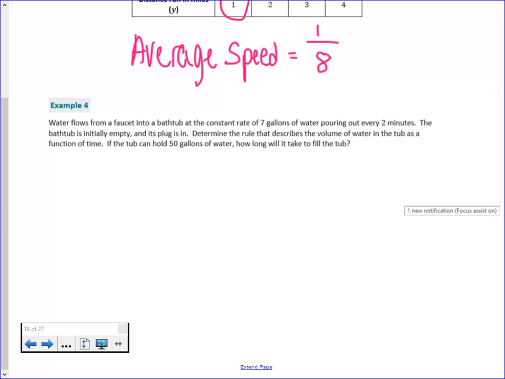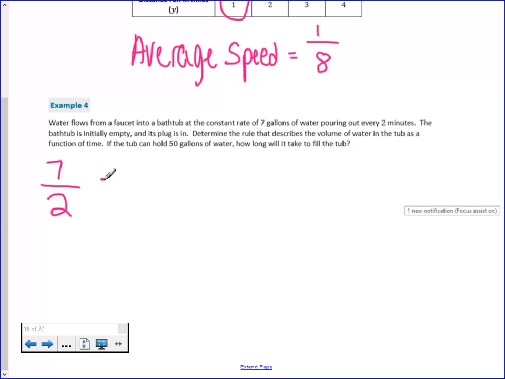Determine the rule that describes the volume of water in the tub as a function of time. If the tub can hold 50 gallons of water, how long will it take to fill up the tub? All right, so the first thing we want to do is figure out how many gallons does this bathtub fill up every single minute. So it fills up 7 gallons in how many minutes?